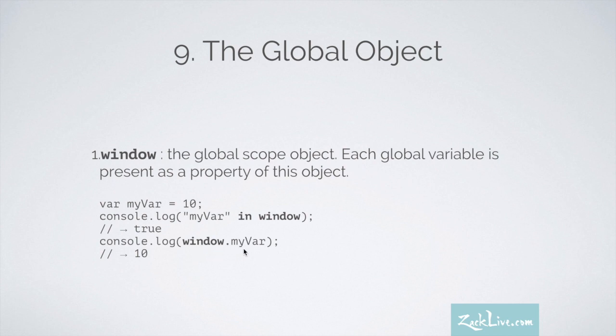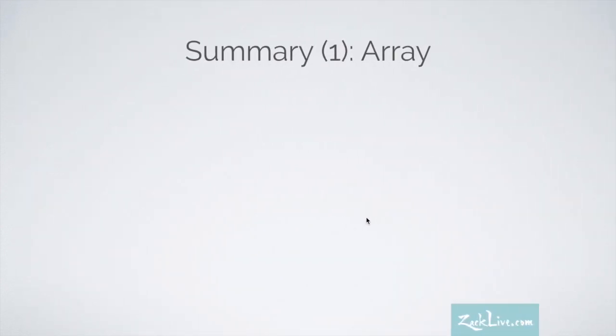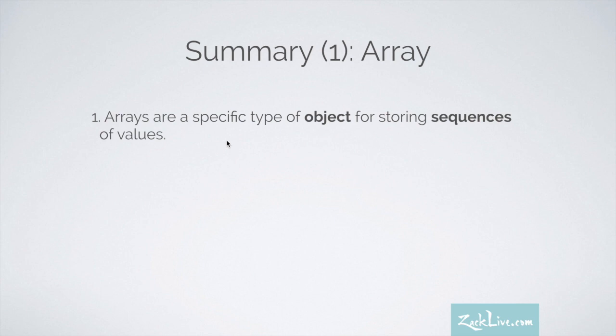So we can access this variable with the dot operator, like window.myVar. That's all for this chapter. Let's review what we have learned today.